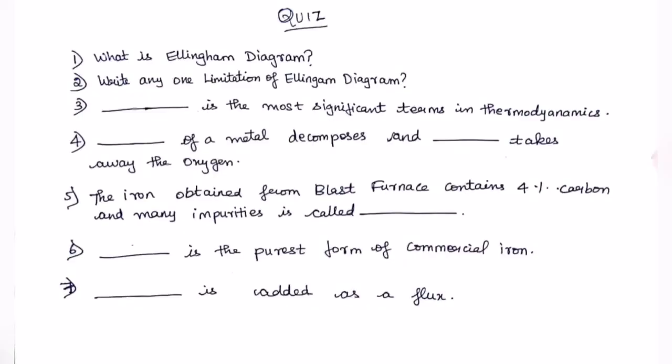Now let us see the next slide about the quiz. What is the Ellingham diagram? Write any one limitation of the Ellingham diagram. Dash is the most significant term in thermodynamics. Dash of a metal decomposes and dash takes away the oxygen. The iron obtained from the blast furnace contains 4% carbon and many impurities, and is called dash. Dash is the purest form of commercial iron and dash is added as a flux. These are some of the questions from the concept.